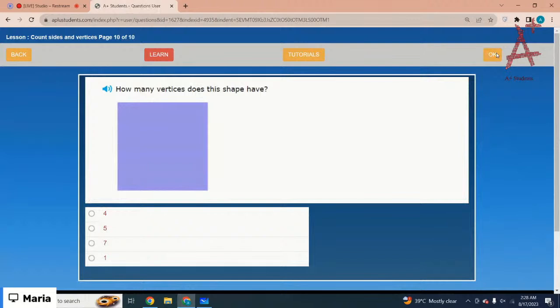How many vertices does this shape have? The shape has 4 vertices. The correct option is 4.